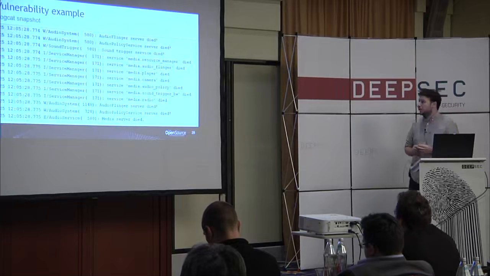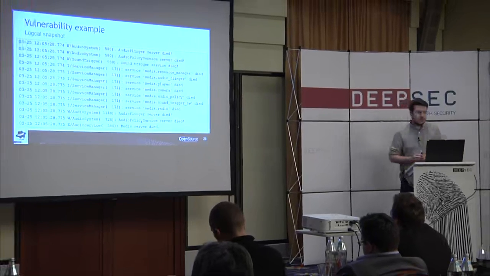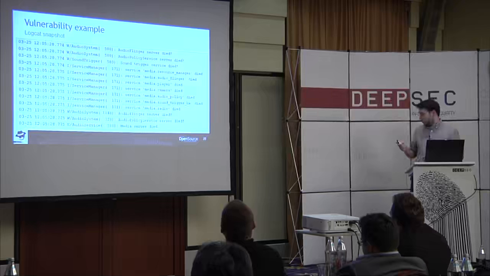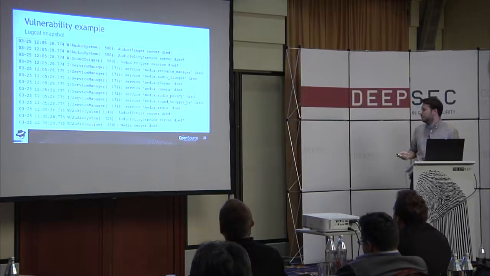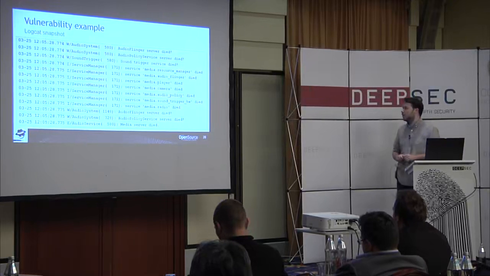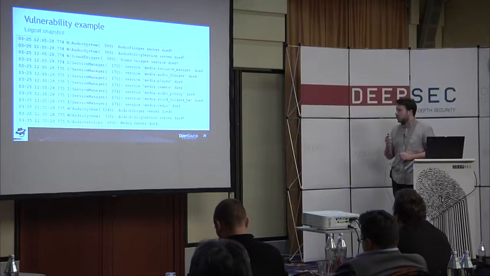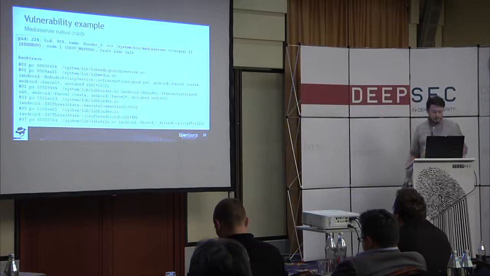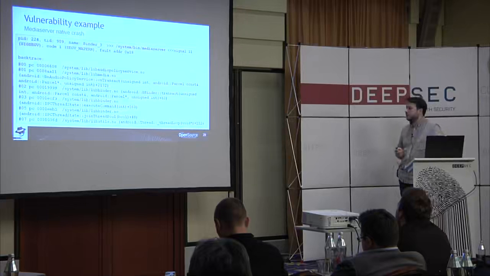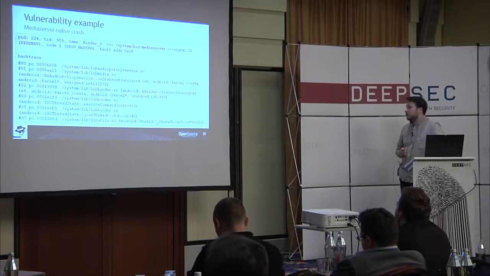This is a logcat snapshot of the services that are being killed when the issue is triggered. As you can see here, about 6 or 7 services die all at once when the issue is triggered. This is the native crash, so you get a segmentation fault in media server. This is the backtrace. As you can see, the signal and the fault address as well.